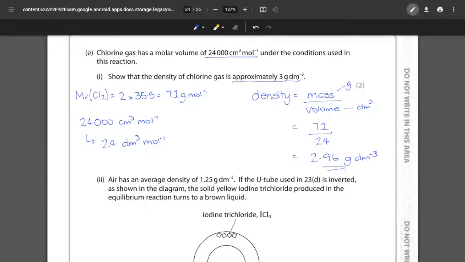So this is a nice way to check if you have got the correct answer, just by making sure that you have matching answers to the value that they give you in the question.